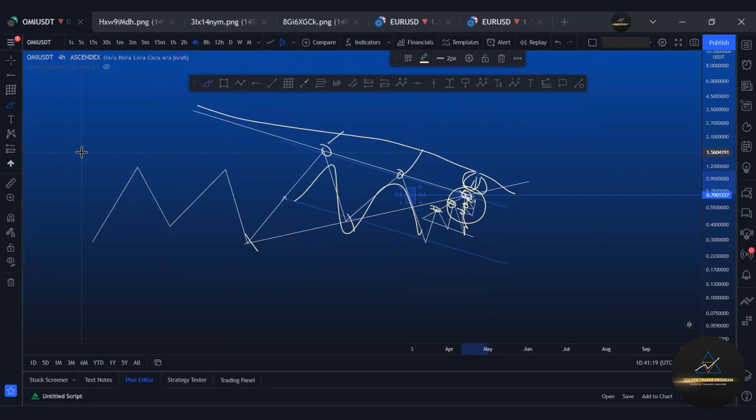So hopefully this cleared everything for you guys on what the 3 aces is. Now let's look at some more examples.